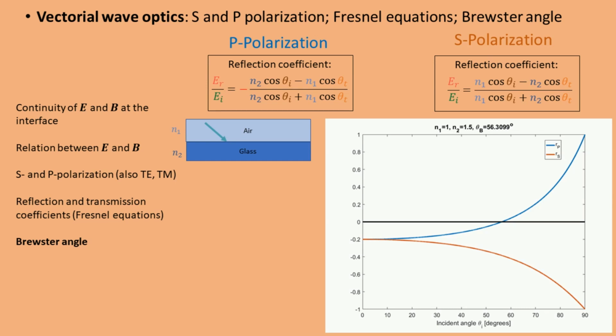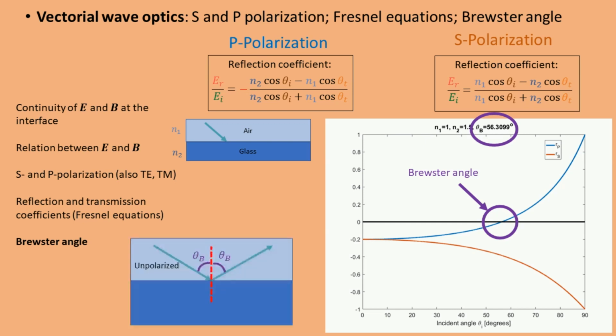Also note that while the reflection coefficient for S-polarized light never vanishes, the reflection coefficient for P-polarized light does vanish for a certain angle of incidence. This angle is called the Brewster angle. If unpolarized light hits an interface at the Brewster angle, then none of the P-polarized component is reflected, and all that is reflected must therefore be S-polarized. So reflection at the Brewster angle converts unpolarized light to polarized light.